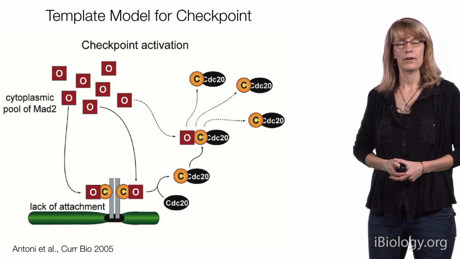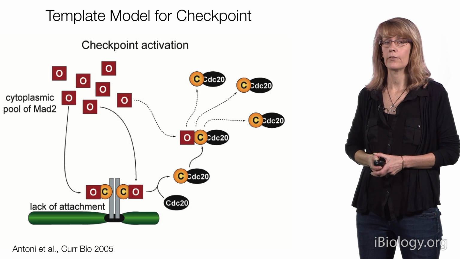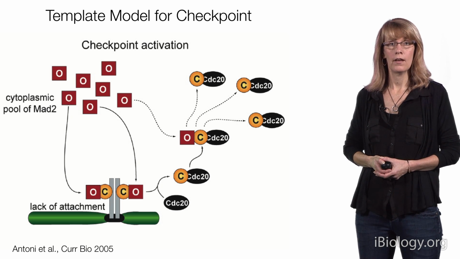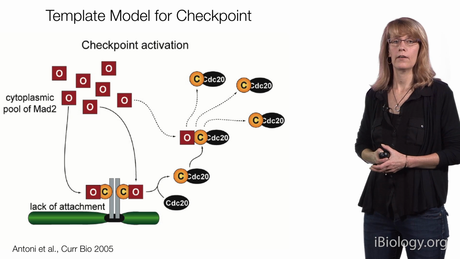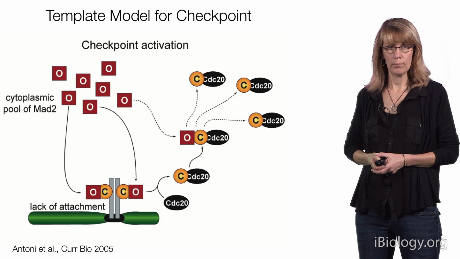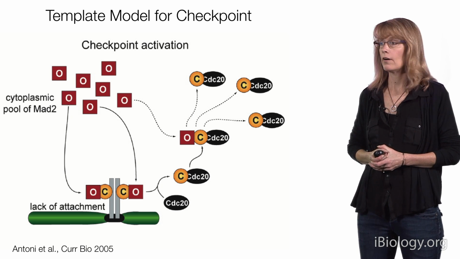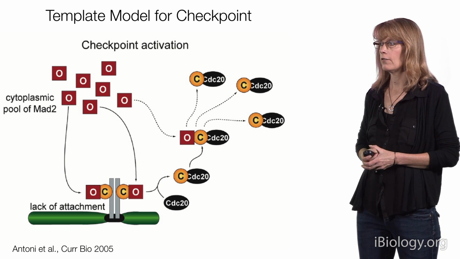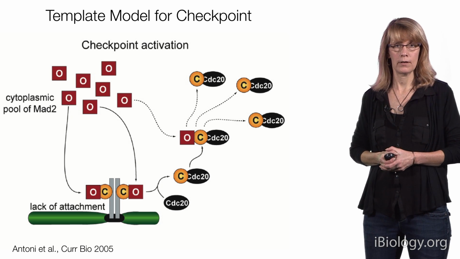Hongtao Yu and Andrea Musacchio's labs solved the structure of MAD2, and they found out there's actually two forms. There's a closed form, and that directly binds to CDC20 and inhibits it, and then there's an open form. And so the idea here in this template model that Andrea proposed is that there's a cytoplasmic pool of MAD2 that's in the open form, and then there's actually a closed form of MAD2 sitting on the kinetochore. When the open form binds to the closed form on the kinetochore, it gets converted to the closed form that then diffuses away and can bind to CDC20 to inhibit it.